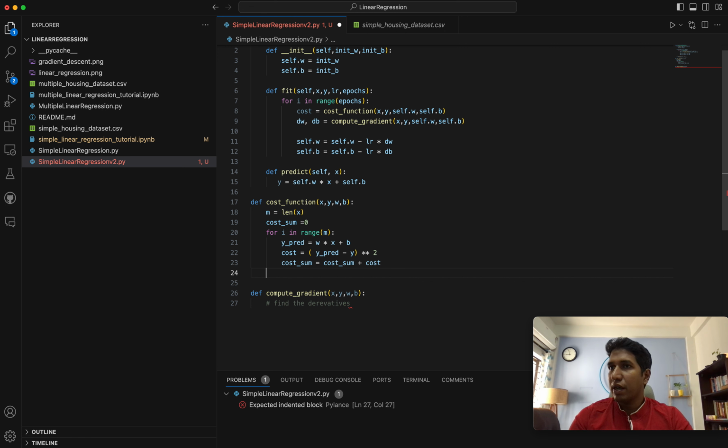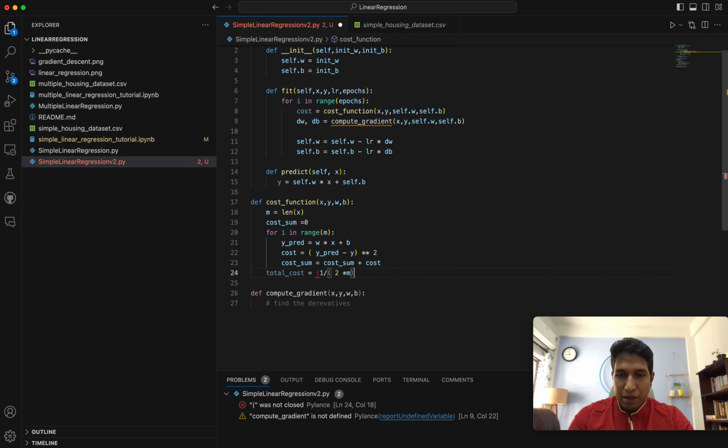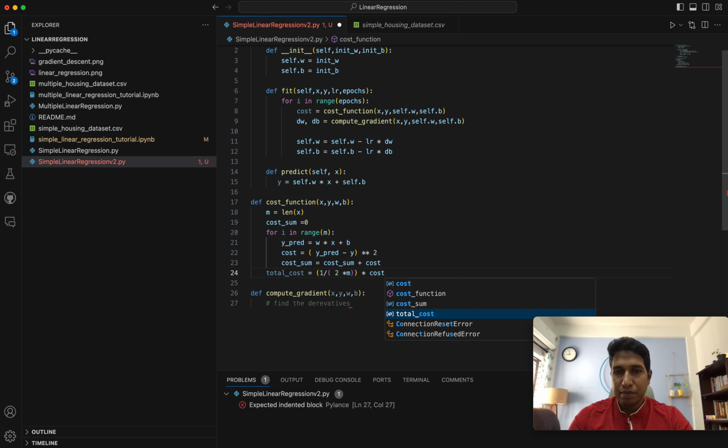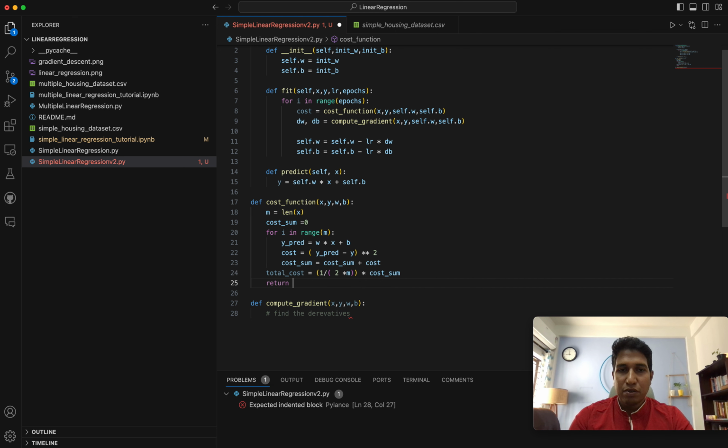And once you have the cost, the total cost equals 1 divided by, because we are iterating m number of times, we have to divide by that, and 2 is used to make this computation easier, because you are taking a mean square. Then you multiply by the cost sum. Basically, we are trying to find the total cost and return it from this function.